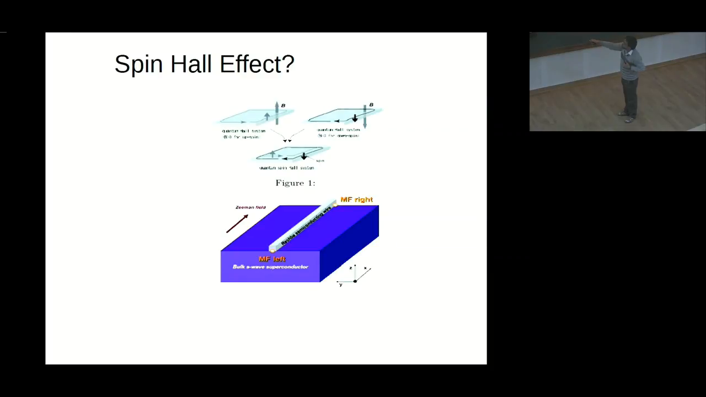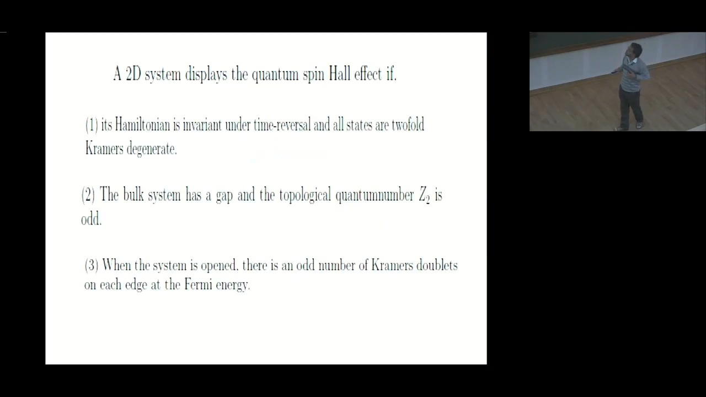It is a semiconductor wire with strong Rashba interaction, separating the s-wave singlet, and then an applied magnetic field, and this finally gives the p plus ip superconducting system. So now the thing is a 2D system which consists of the quantum system. This Hamiltonian should be invariant under time reversal symmetry, and the system has Kramers degeneracy. The bulk system has a gap and the topological quantum number is Z2. When the system is open, there is an odd number of Kramers pairs at the edge of the Fermi surface. Those are the basic criteria.